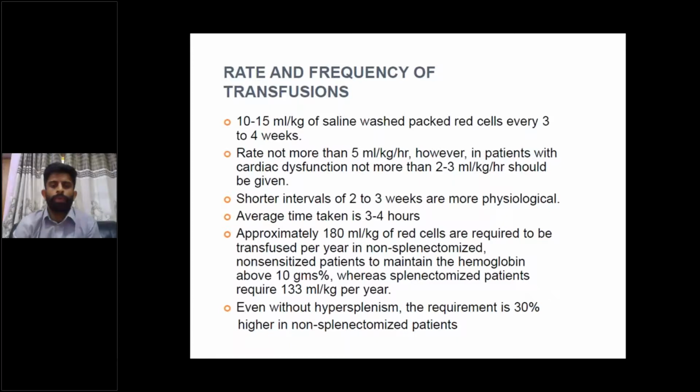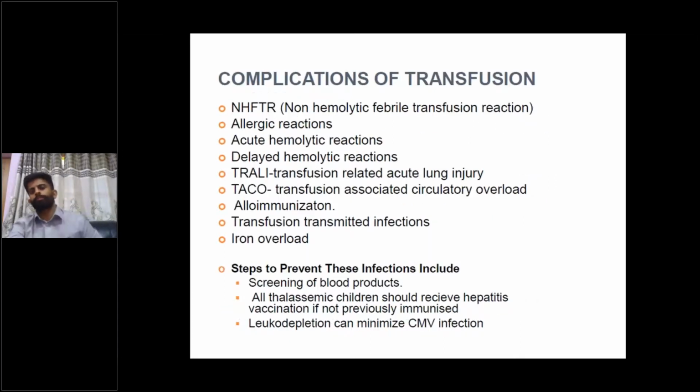Approximately 180 ml per kg of red cells are required to be transfused per year in non-splenectomized, non-sensitized patients to maintain the hemoglobin about 10 grams, whereas splenectomized patients require 133 ml per kg per year. Because the absence of spleen will have less hemolysis, the requirement of blood transfusion is also less. Even without hypersplenism, the requirement is 30% higher in non-splenectomized patients. So you eventually go for splenectomy, and then the transfusion requirement will also decrease.